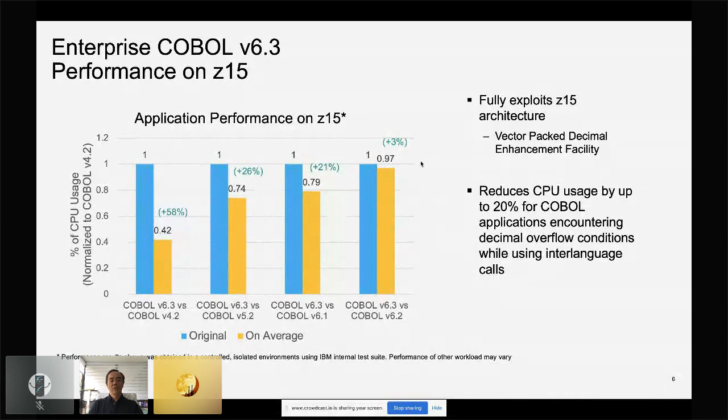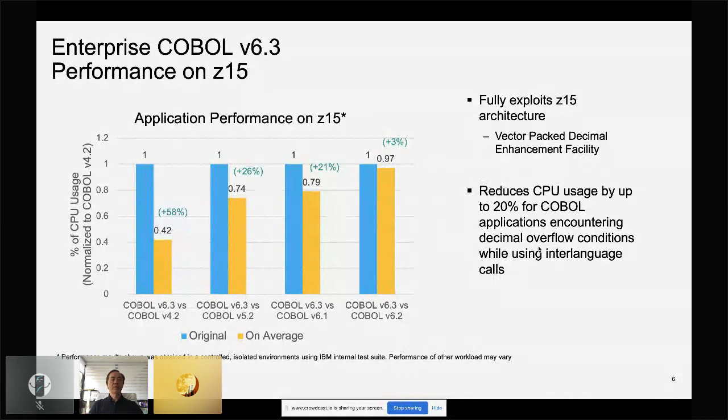So with 6.3 on Z15, we say that we have interlanguage calls, right? And if you hit some decimal overflow conditions, those would be processed a lot more efficiently than on previous processors, because we're putting new instructions in the Z15 to handle this rather than going through the language environment or going through a library. So any of these handling would reduce CPU usage by about 20%.